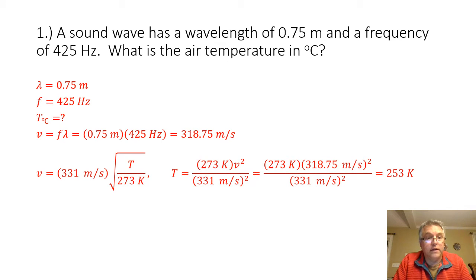Now I can use my speed of sound in air formula. So velocity equals 331 meters per second times the square root of the temperature divided by 273 Kelvin. And remember that this temperature always has to be in Kelvin, or it will give me the temperature in Kelvin. I cannot have Celsius temperatures in this formula. So if I rearrange for temperature, I will have the temperature is going to equal 273 Kelvin times V squared divided by 331 meters per second squared.